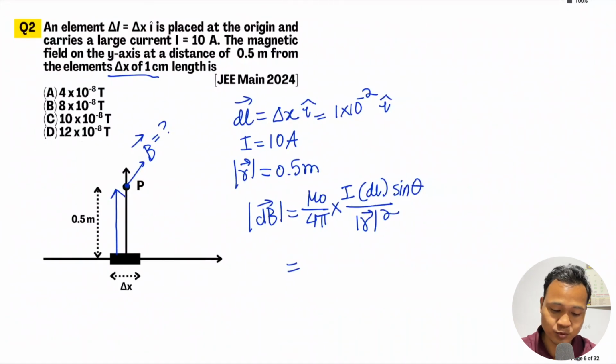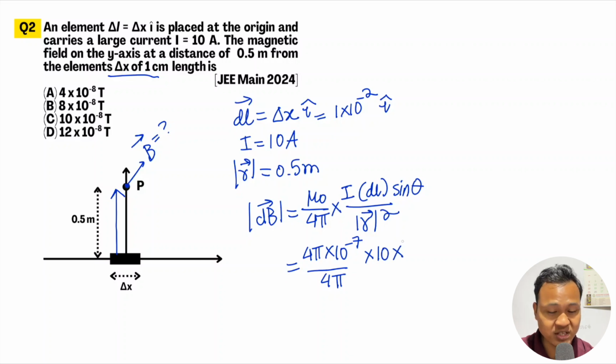Then put in the values. So mu naught is 4 pi into 10 power minus 7, divided by 4 pi. Current is 10. The length of the element dl is 1 into 10 power minus 2, so 10 power minus 2, into sin theta.